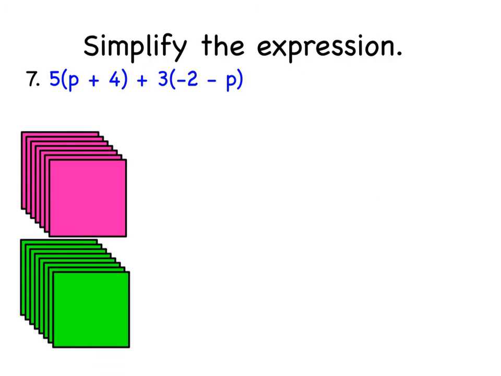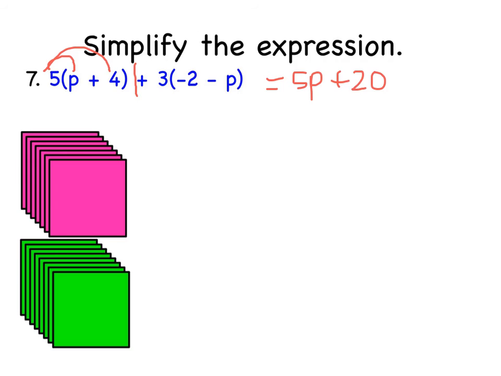All right, now this one looks a little bit more complicated than the previous examples, but really we can just split it into two separate sections and do exactly what we just did, okay? So for the first set of parentheses, I'm going to distribute the 5 to the p, and I'm going to get 5p. Then I'm going to do positive 5 times positive 4 to get 20.